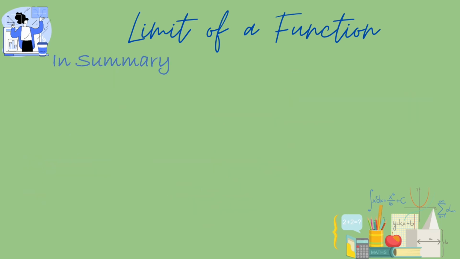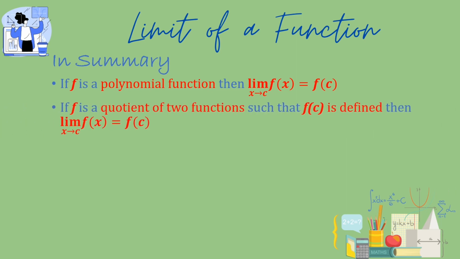Let us now summarize what we have discussed. First, if a function f is a polynomial function, then the limit of f of x as x approaches c is simply equal to the function value f of c. Similarly, if f is a quotient of two functions such that f of c is defined, then its limit as x approaches c is also the function value f of c.